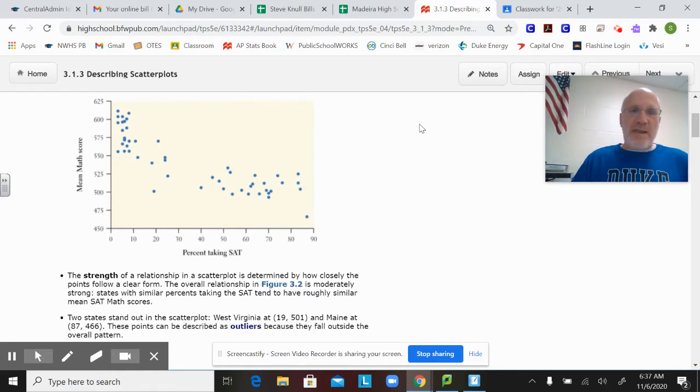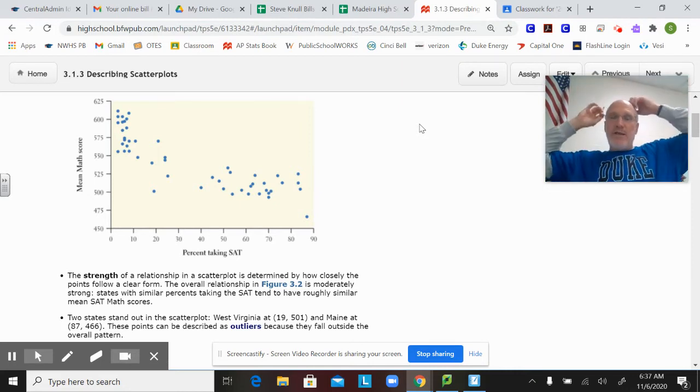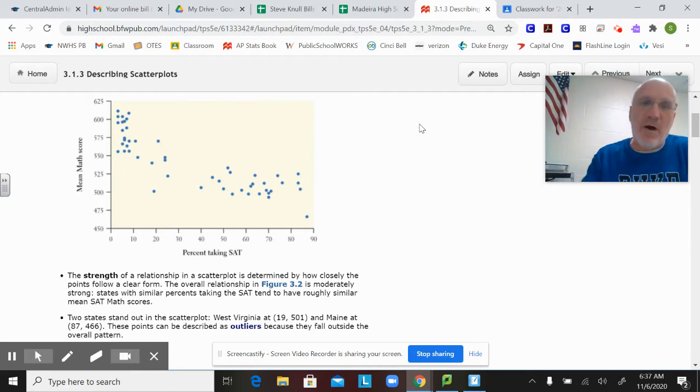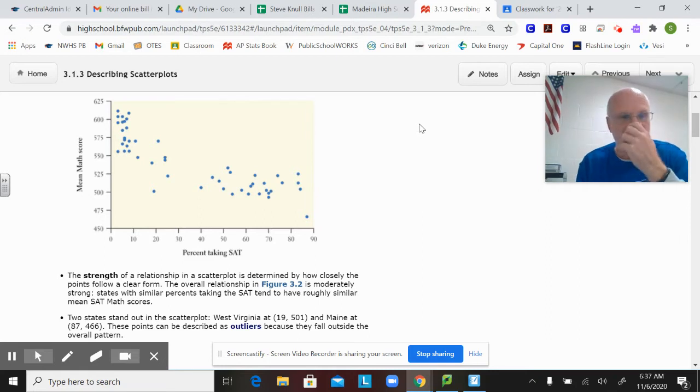So I'm going to read what it says here. The strength of the relationship in a scatter plot is determined by how closely the points follow a clear form. The overall relationship in Figure 3.2 is moderately strong. States with similar percents tend to have roughly similar mean SAT math scores. It's obviously very strong if the points are really close to a line, or obviously weak if spread out, but this is moderately strong. I think that's an example of moderately strong, and there's a whole bunch of these where moderately strong tends to be a reasonable thing to say. So now we're going to quantify that when we talk about correlation in a minute. But just overall strength, strong versus weak.